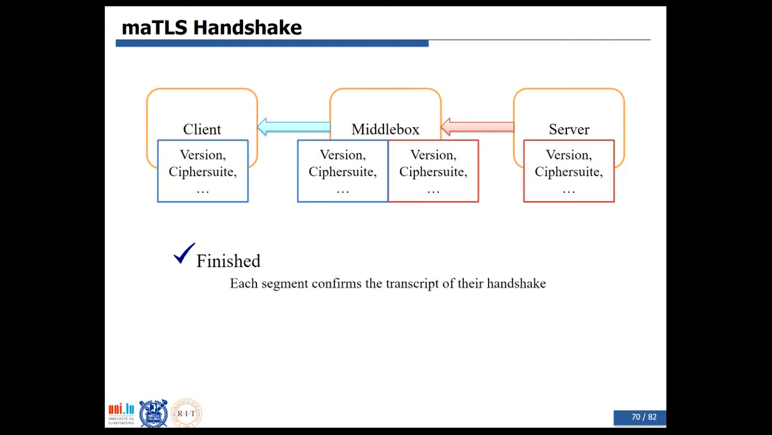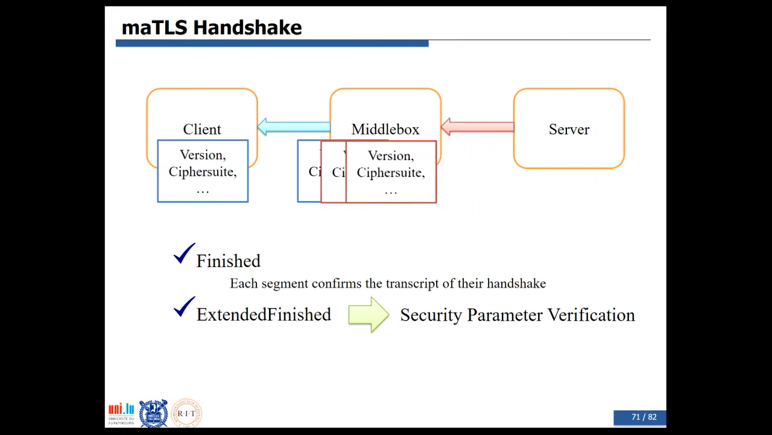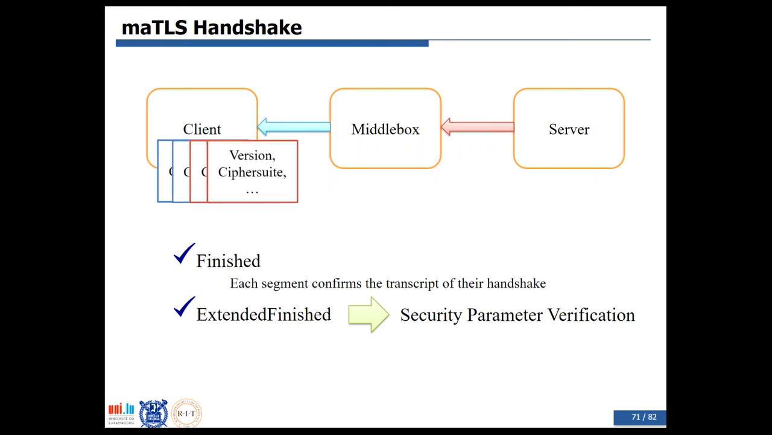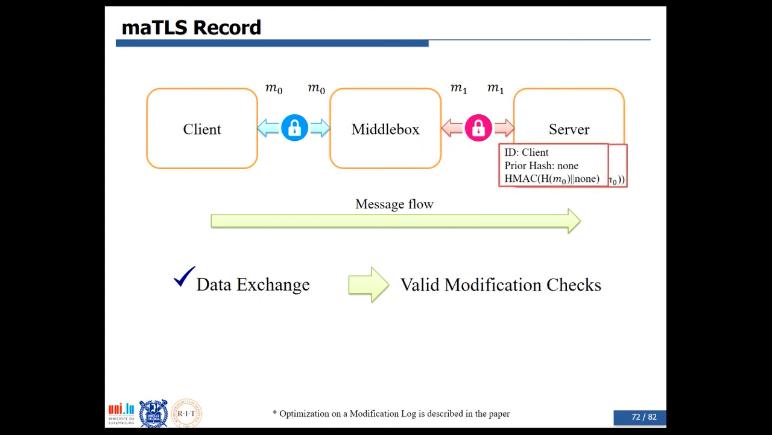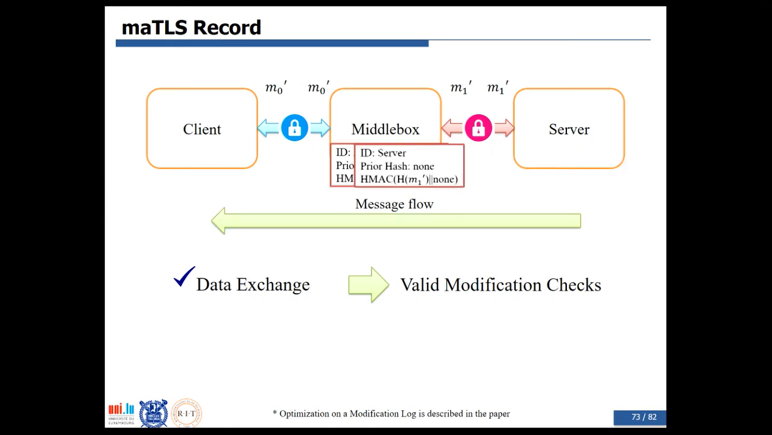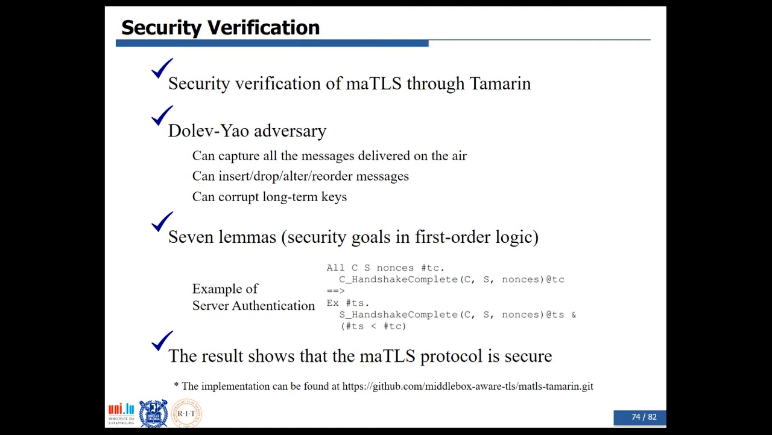In the finished message, each segment confirms the transcript of their handshake, and we add one more message called extended finished to deliver the security information to the client. And finally, the client performs security parameter verification. After the session establishment, the client and the server exchange the data with appending the modification log block, including the HMACs over the input and output messages. So an endpoint performs valid modification checks to understand who sent the message and which middleboxes modified the message.